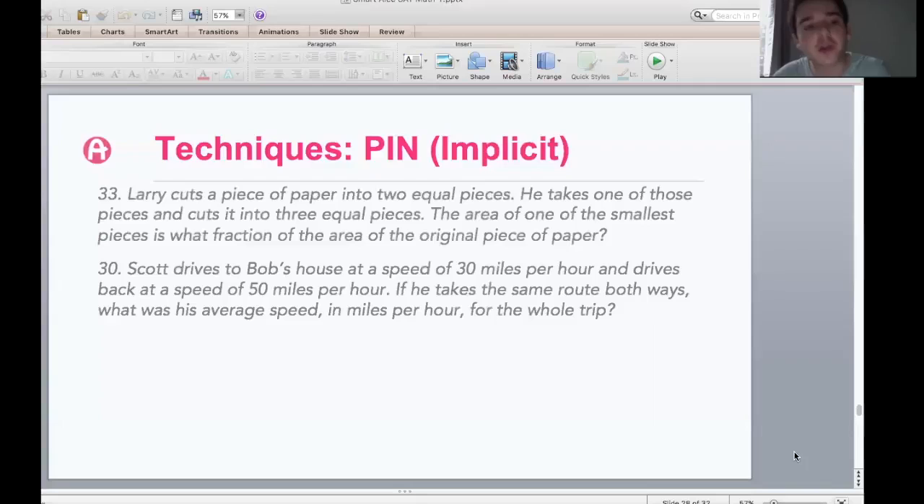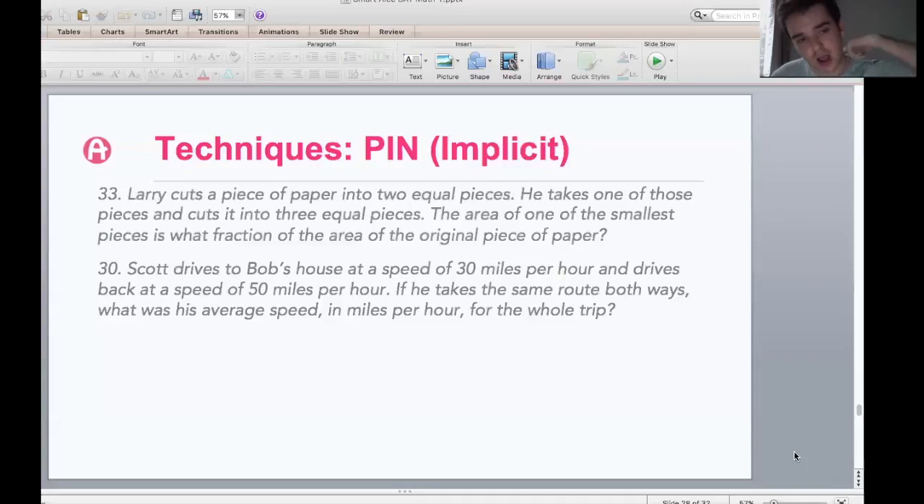And so now I'm going through the problem. Larry cuts a piece of paper into 2 equal pieces. 12 divided by 2, 6. He takes one of those pieces and cuts it into 3 equal pieces. 6 divided by 3 is 2. What's that fraction? 2 over 12, or 1/6.